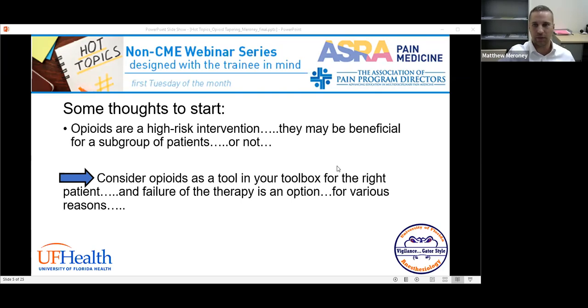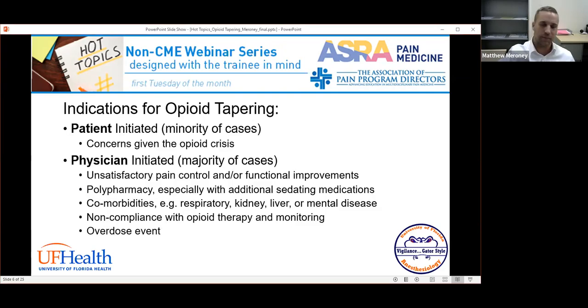But I think it's very important to realize it is a high risk intervention. So when to consider tapering, I think it's obviously the minority of cases where a patient confronts you and says they want to get off of it, but that's obviously great. So considerations are one that may be overlooked, especially when you're first starting, is unsatisfactory pain control.